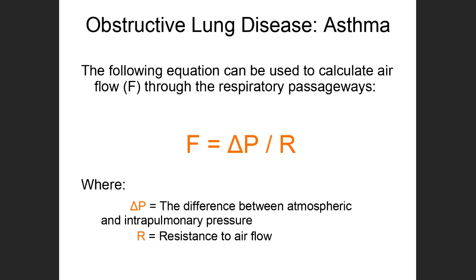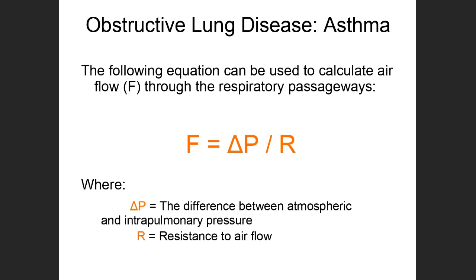When we're talking about a difference in pressure, obviously we've got to have two pressures: the atmospheric pressure, which you'll remember is the pressure outside of the body, and the intrapulmonary pressure, which is the pressure inside of the lung. So F is equal to this triangle P, or difference in pressure, divided by what's known as the resistance. Resistance is what's opposing that airflow. When we were talking about blood flow, resistance could be things like vasoconstriction, which makes a smaller lumen for blood to move through.